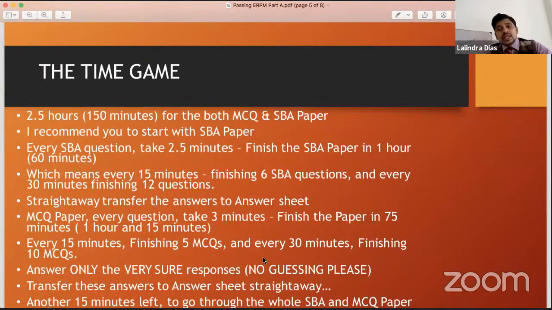Right. So for the single best answer paper, you take about 2.5 minutes for each question and finish the whole paper in about 60 minutes, or 1 hour. See, I have done the calculation for you. Look at this. Very important. Guys, you need to keep a wristwatch right in front of your exam table. Then you can see every 15 minutes how the clock runs.